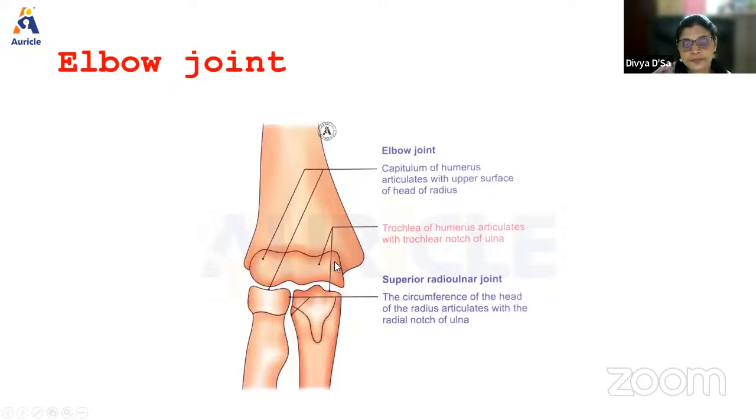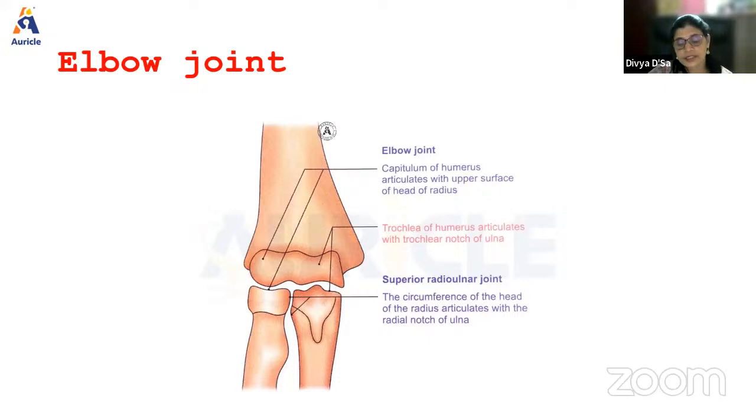Among the synovial joints, it belongs to the hinge joint type. Why is it a synovial joint? Because it is covered by a capsule and lined by the synovial membrane. The articular surfaces are the capitulum and the trochlea of the humerus, and the head of the radius and the trochlear notch of the ulna.